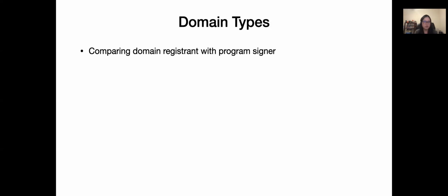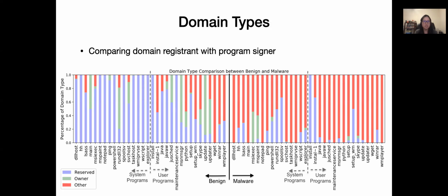The second group of metrics is called domain types. We characterize domains into 3 types shown at the bottom left corner. So there's reserved, owner, and other. The reserved type includes internal DNS lookups or reverse DNS lookups. And for the owner and other, we compare domain registrant with program signer. If they match, then we call it an owner type domain. But if not, it's an other type domain.